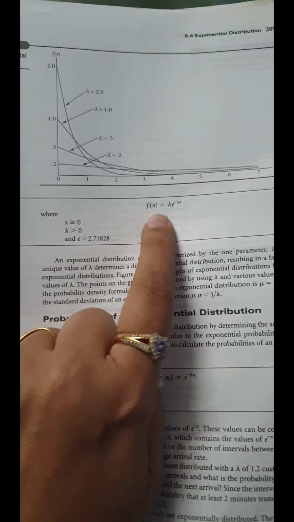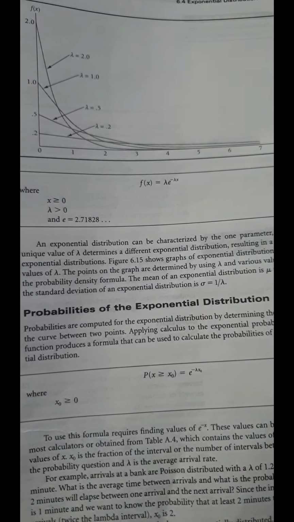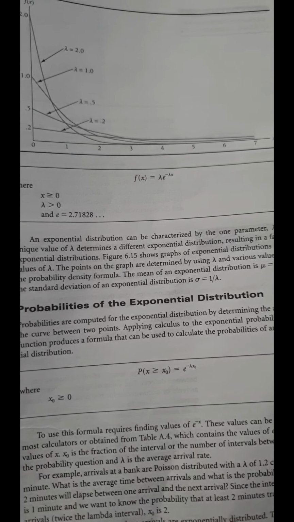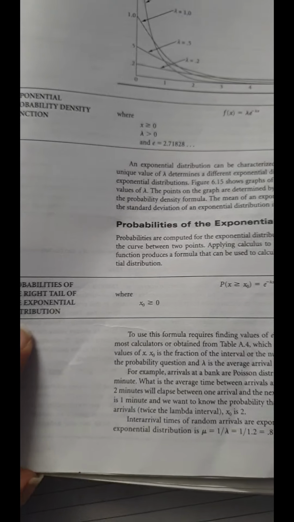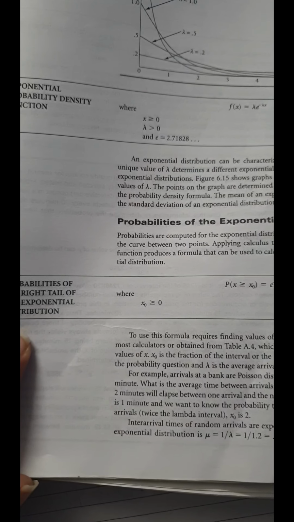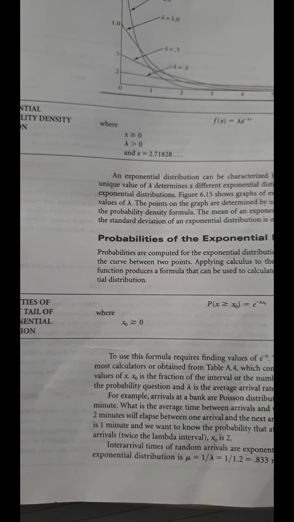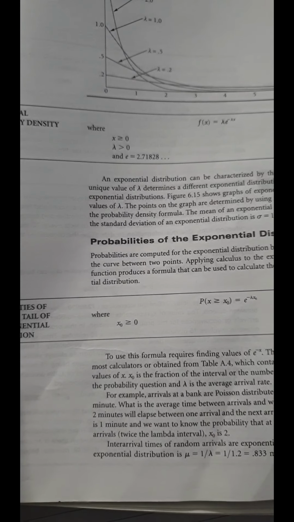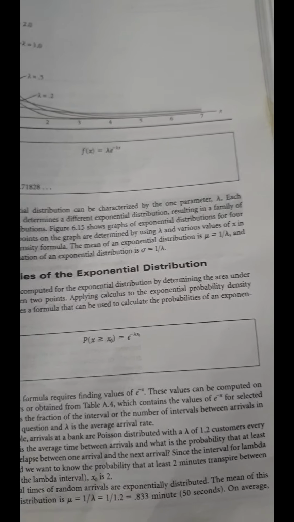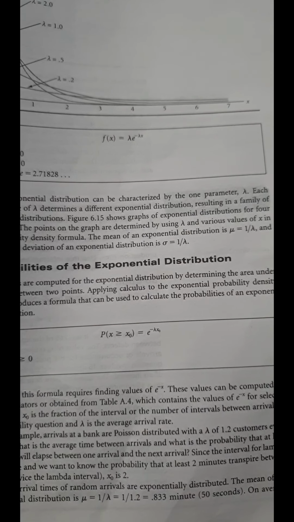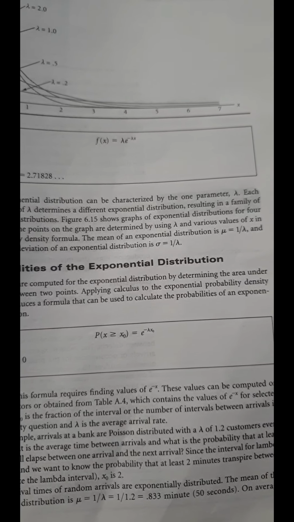Here the very first formula for the chapter is mentioned. You have to remember this: f of x equals lambda into e raised to minus lambda into x. And if they are asking for the probability function, it is the exponential probability density function. It is the probability of the right tail of the exponential distribution. Then P of x greater than or equal to x0 equals e raised to minus lambda into x0.